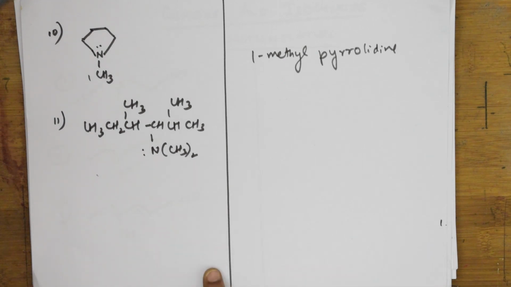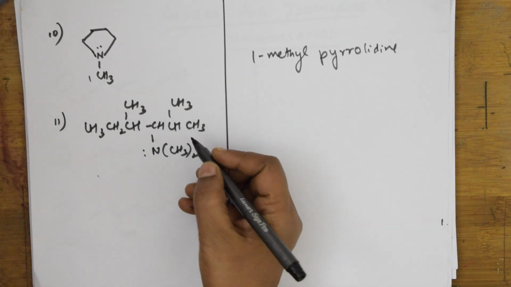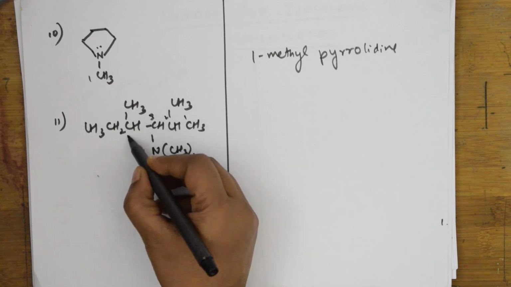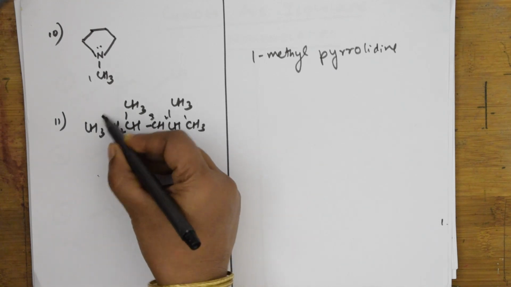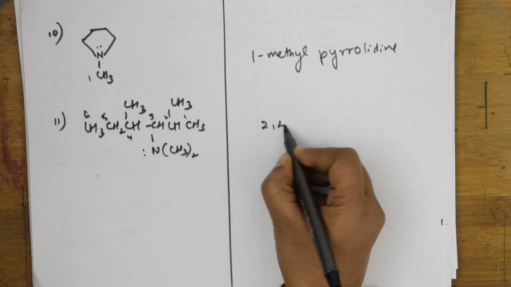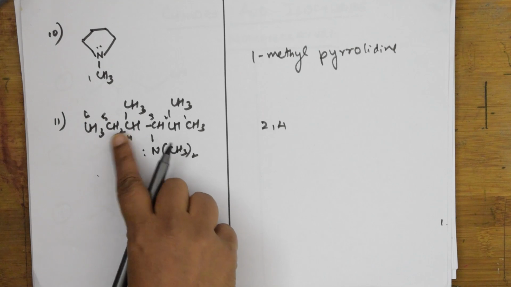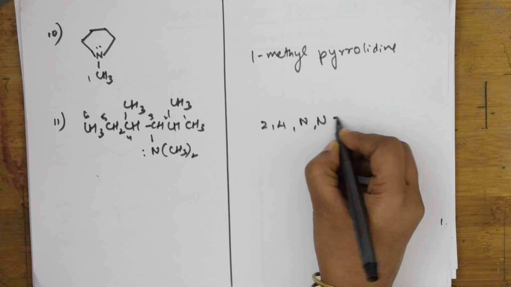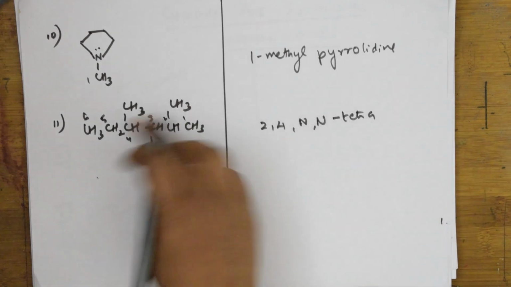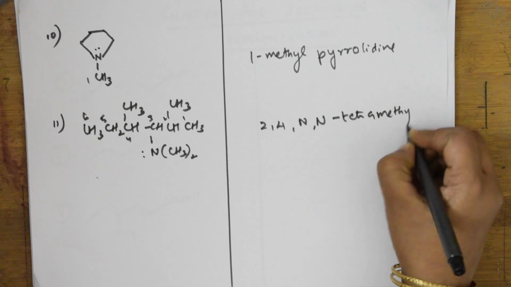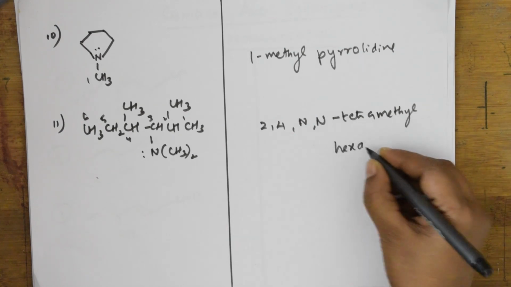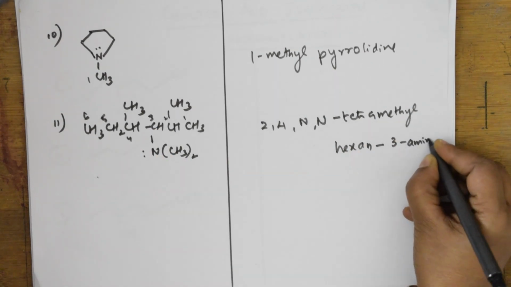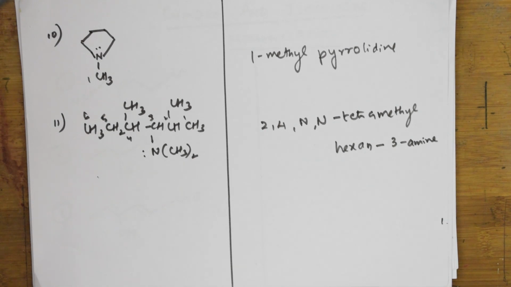And I have to see the longest chain, isn't it? Let us see this. 1, 2, okay, 3, 4. Okay, there's no place, that's why I've written here. 5, 6. So name it 2,4,4-tetramethyl, because 1, 2, 3, 4 are there. Tetramethylhexane-3-amine. At the third carbon there is amine. Hexane-3-amine. Right? So students, hope it is clear.